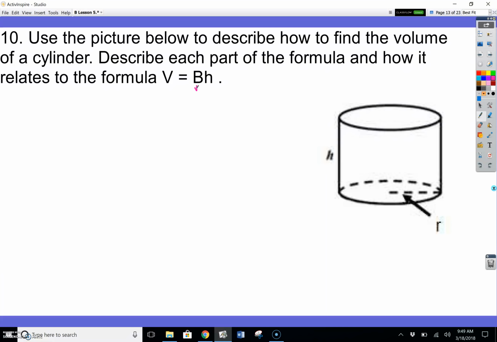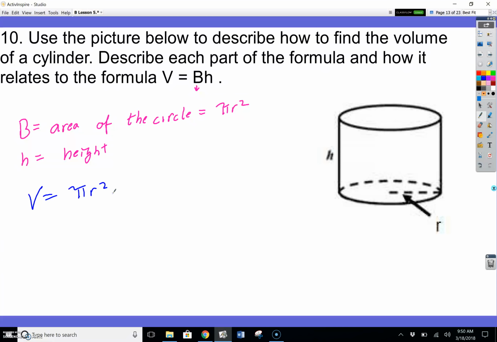So this says the volume, the area of the base. So what I want you to do is B equals area of the base, or area of the circle. And I want you guys to realize that equals pi r squared. And then the h is just height. So on today's formula, volume is equal to pi r squared times the height. So one more time, pi r squared tells us the area of that bottom circle, and then we're just going to multiply by however tall it is.